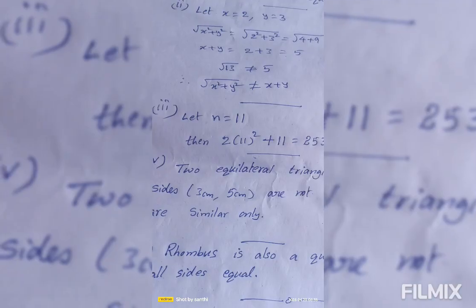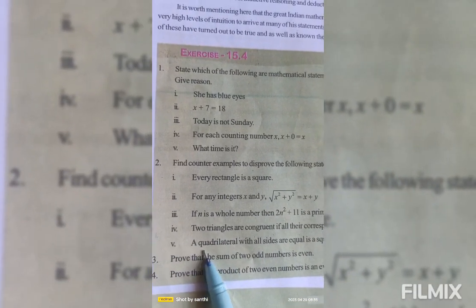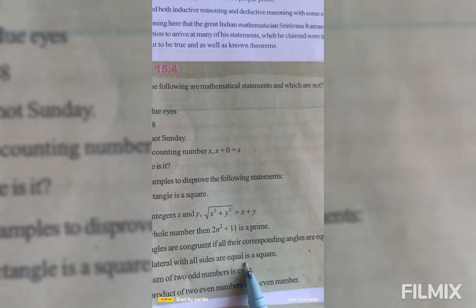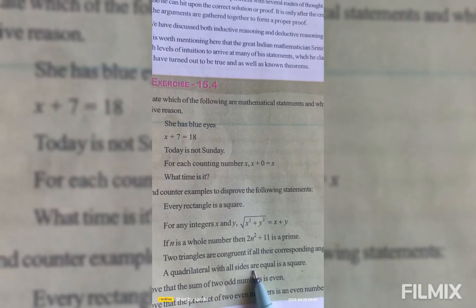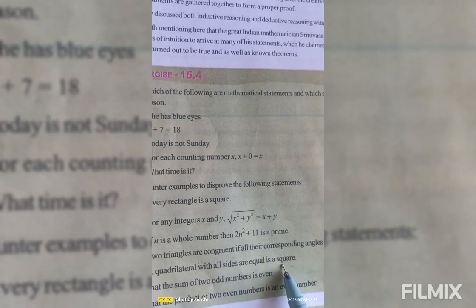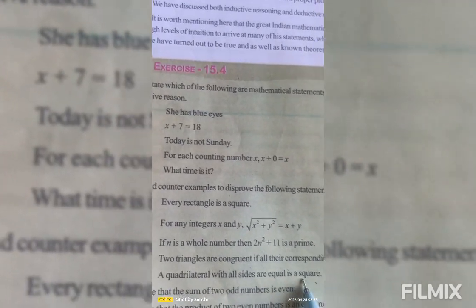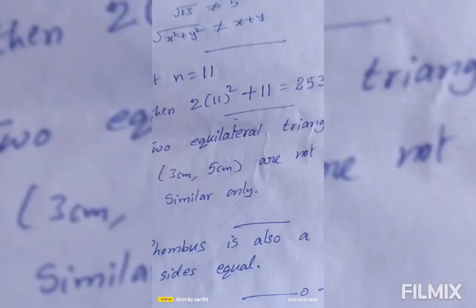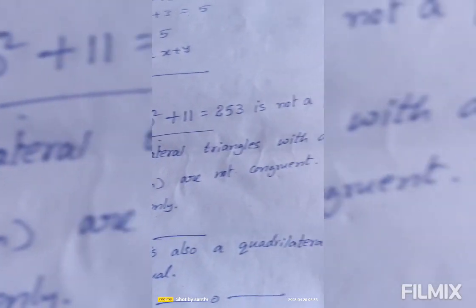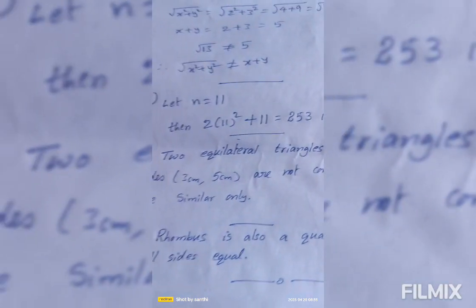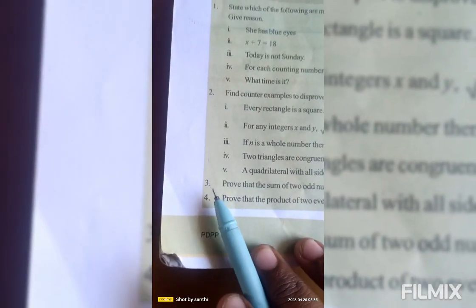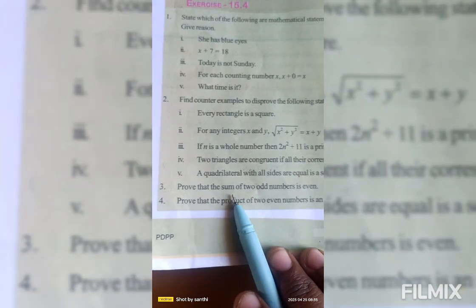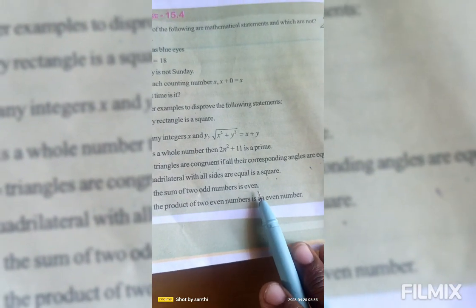Okay, next see the fifth one. A quadrilateral with all sides equal is a square. And we know that a quadrilateral with all sides equal is a rhombus also. That's what we have to give as counter example. Rhombus is also a quadrilateral with all sides equal. Let us see the third question. Prove that the sum of two odd numbers is even.